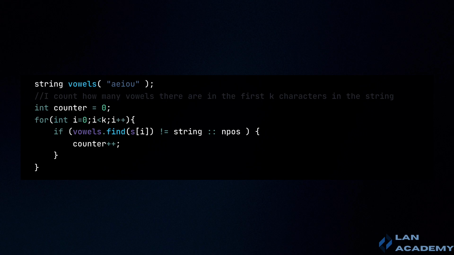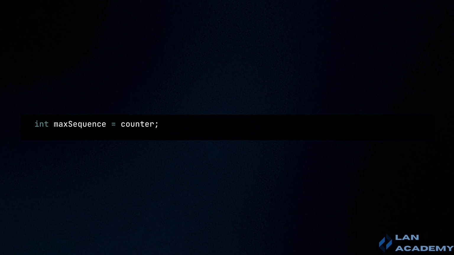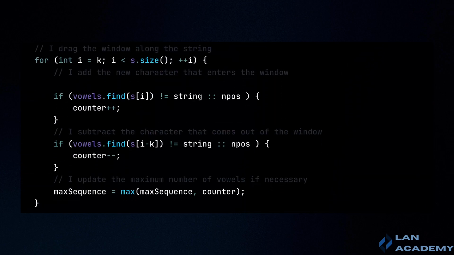Once I have the count of vowels in the initial window, I store this count in a variable max sequence, which keeps track of the maximum number of vowels found in any window so far. Next, I slide the window through the string starting from the kth character to the end of the string. In each iteration, I update the window by adding the new character that enters the window and removing the character that exits the window. Specifically, if the new character is a vowel, I increment the counter. This ensures that the count of vowels remains accurate as new characters are considered.